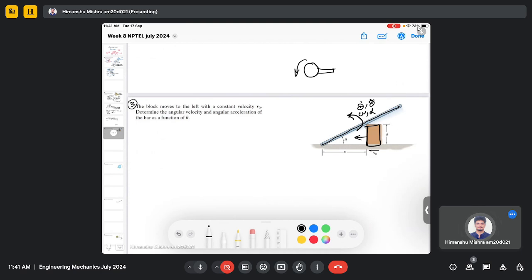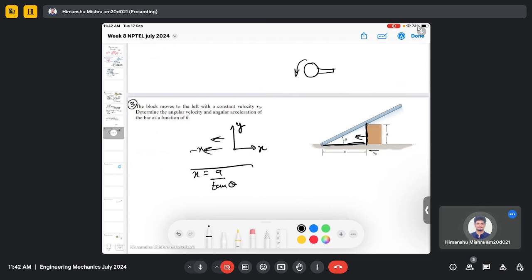Now you can see that since this block is moving in the horizontal x direction, if this is my x and this is my y, the block is moving in the minus x direction, so it is moving to the left side. So my x will be a tan theta. Basically this is my a and this is my x, so I can use this trigonometric relation. So my x will be a cot theta.